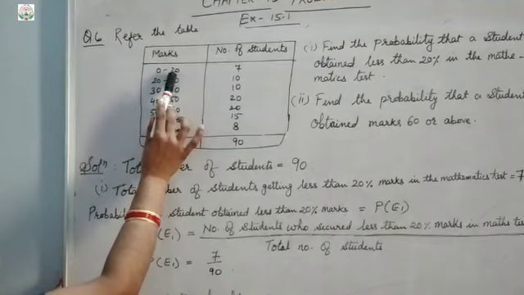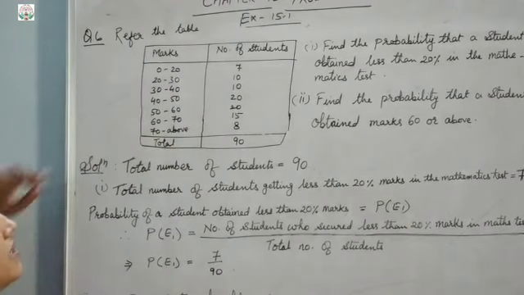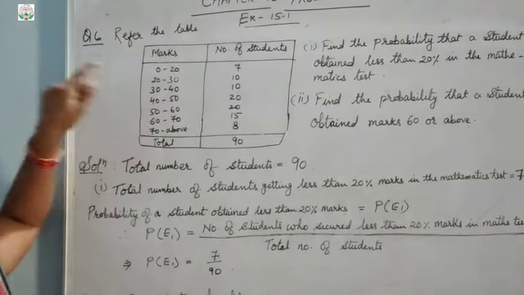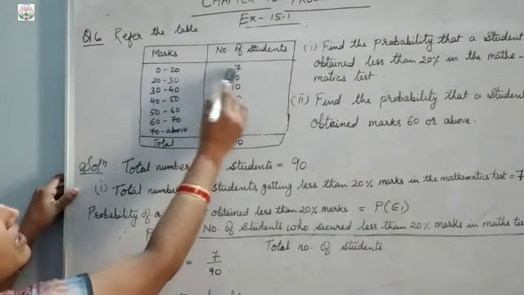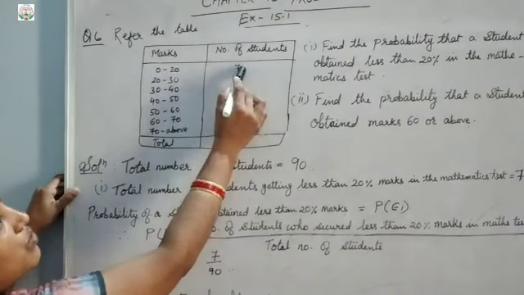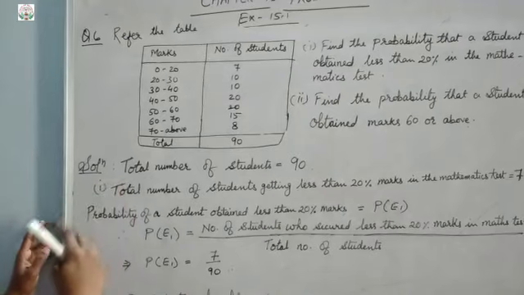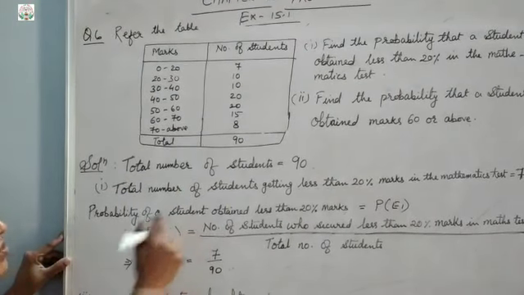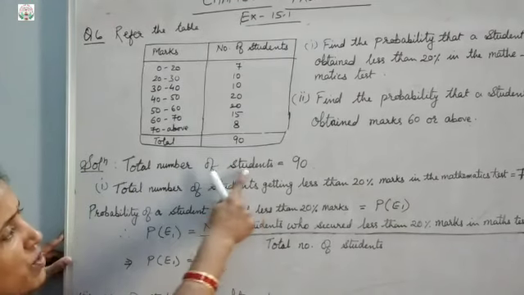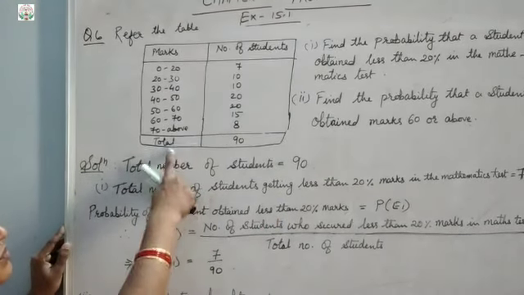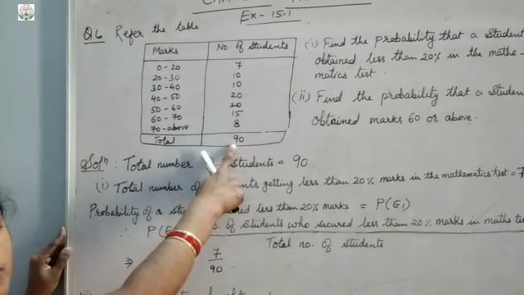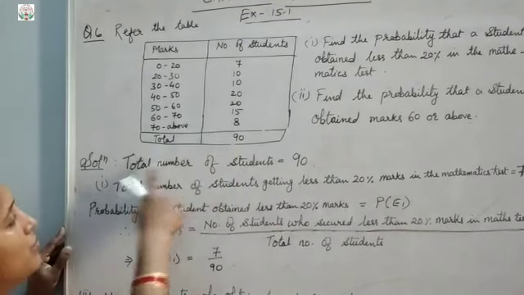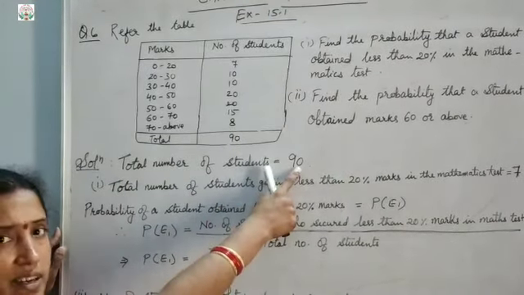Less than 20% means the top one you can see, between 0 to 20. That means children with less than 20 marks will come in this range. How many children got less than 20% marks? That is 7. So you can write here, solution. Total number of students, you can see in the table, is 90.